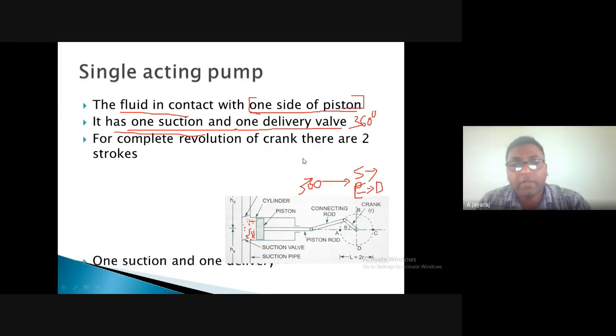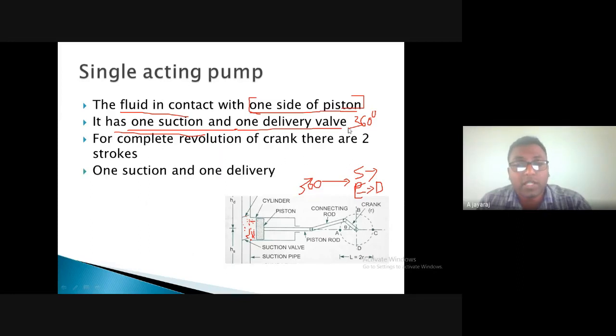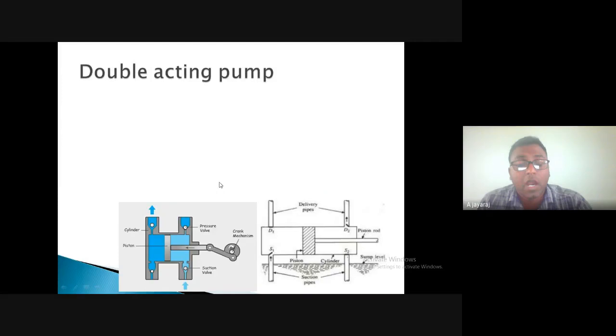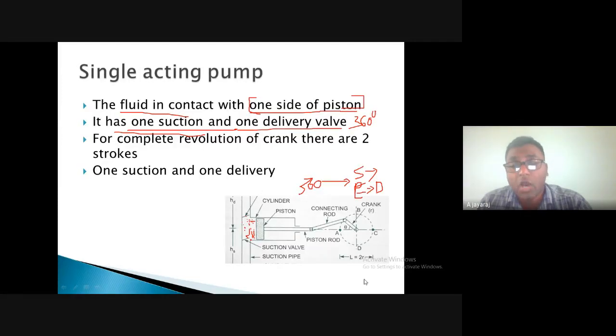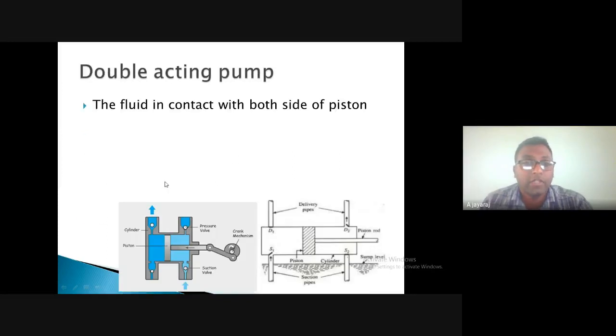So for one complete revolution of the crank there are two strokes, that is one suction and one delivery, and for one complete revolution we have only one delivery stroke. So next we have the double acting reciprocating pump.